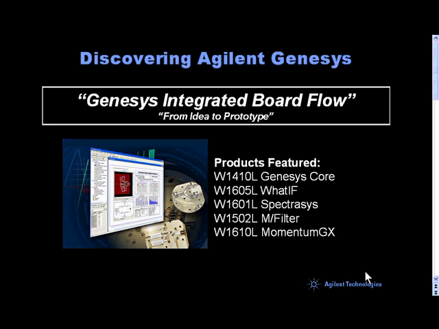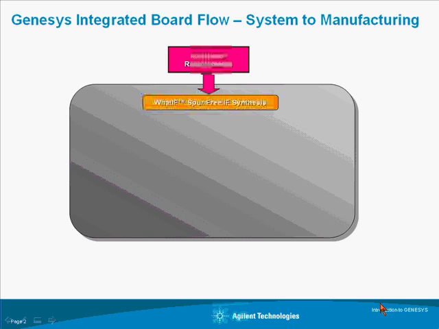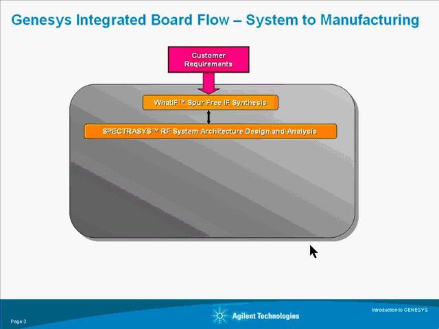This is the second part of the Genesis Integrated Board Flow video series. The first part covered the What-IF frequency planning tool. This second part covers the Spectrasys RF architecture system design tool. Next, we will take the IF frequency and the mixers that we used in What-IF and transfer them to Spectrasys to start our system design.